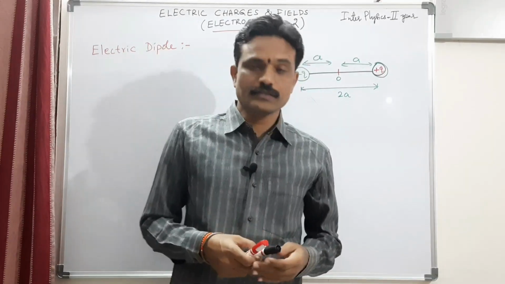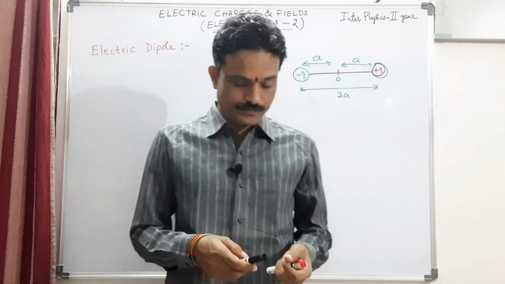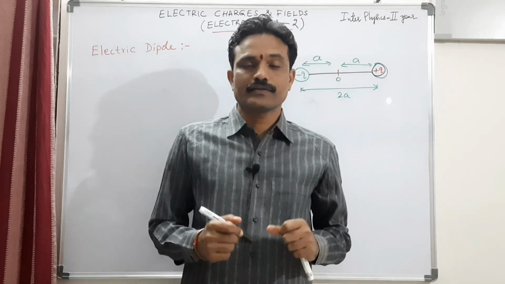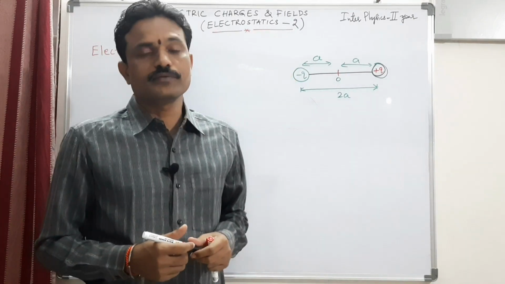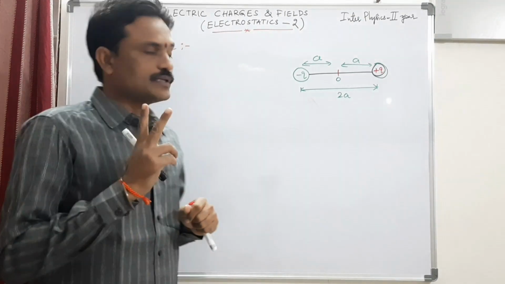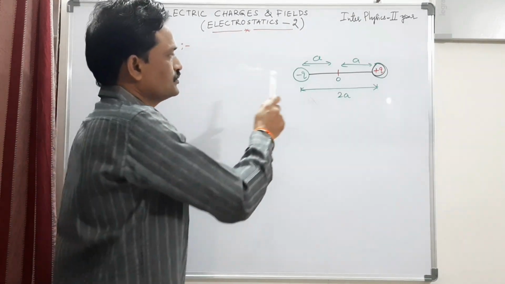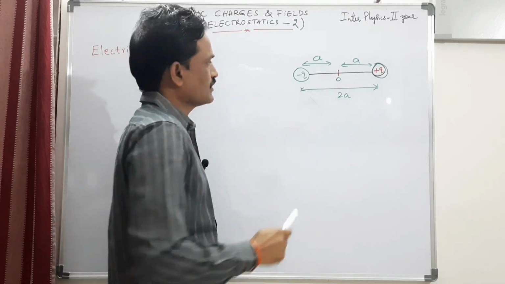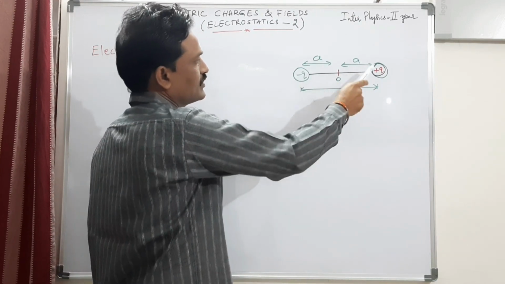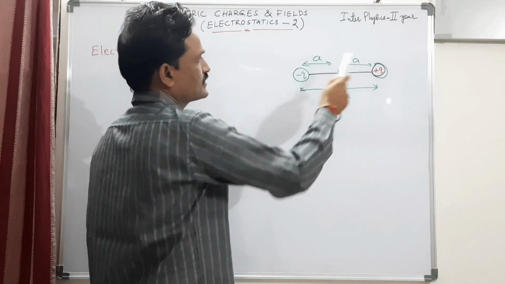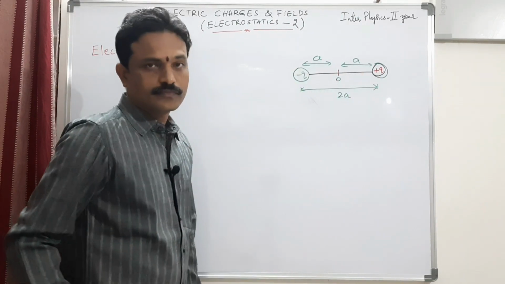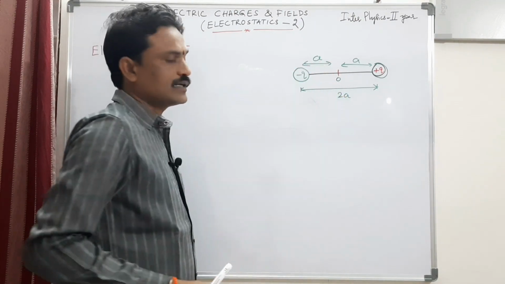Dear students, in continuation of electrostatics, today we are going to deal with electric dipole. What do you mean by an electric dipole? Di means two. If two charges, minus q and plus q, that means two charges of equal magnitude but opposite signs, are separated by a certain distance, then that is called an electric dipole.